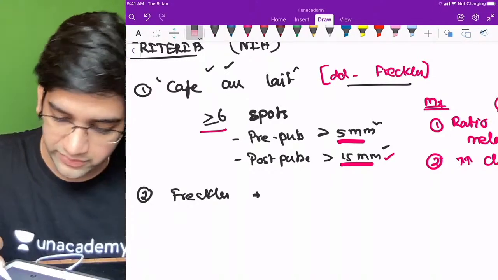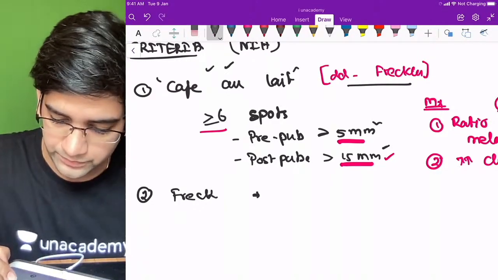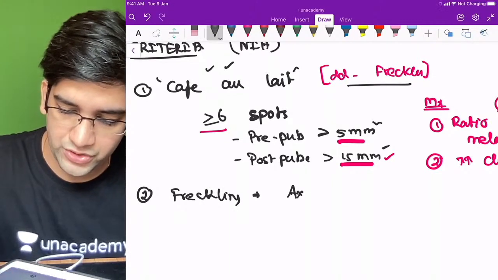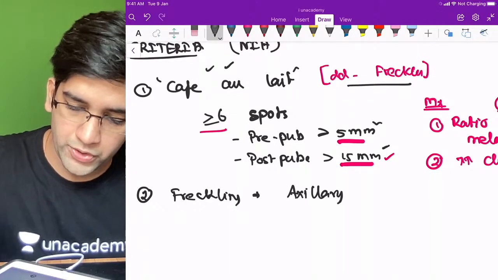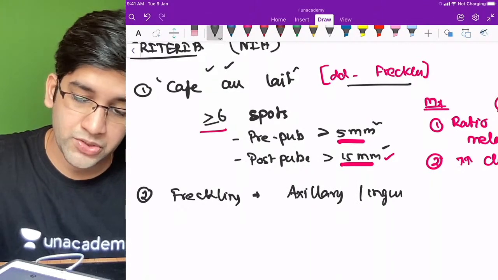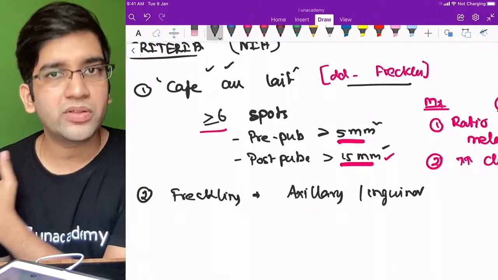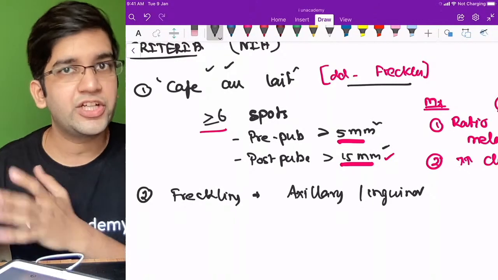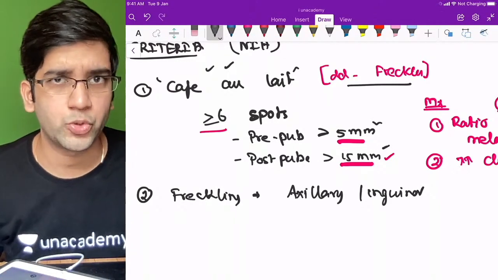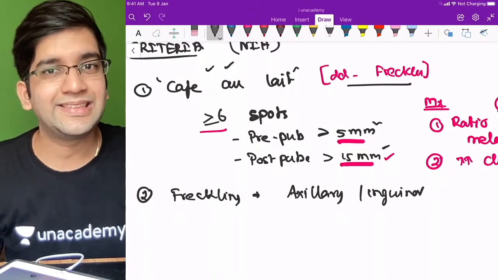Freckling, it's not freckles. Freckling appearance is seen in your axillary region or your inguinal region. So these things will make sure that I am going to rule out freckles. That was the only differential diagnosis, clinically as well as microscopically. So I can be more confident this is a syndromic problem, right?